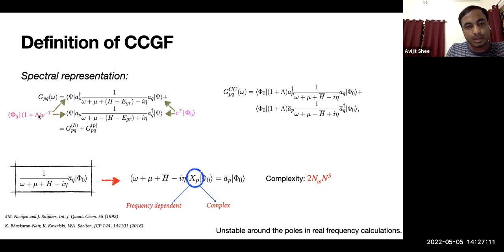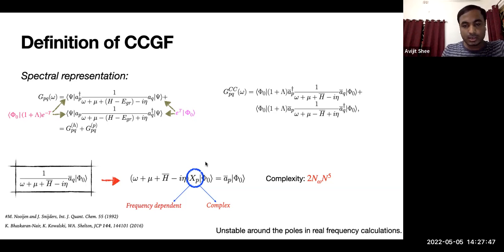So we plug in these two representations of the left and right hand side in the bra-ket, and then we get this representation of the Green's function. Here one can see that various similarity transformed quantities appear, both for the Hamiltonian and the creation and annihilation operators.